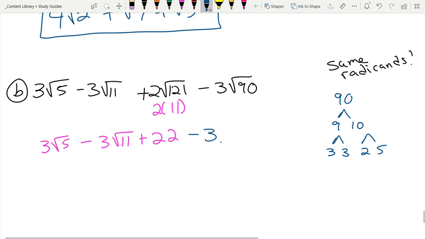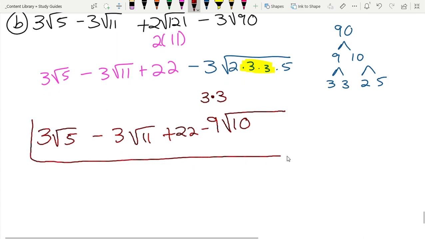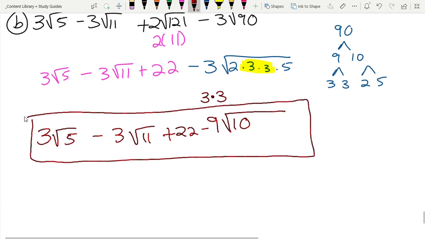So now I've got minus 3, and I put all my numbers in here: 2, 3, 3, 5. I see that if I multiply 3 and 3 together, I get a 9, and the square root of 9 is a 3. But there's already this 3 out here, so they're touching, which means they end up multiplying. You didn't do anything with the 2 and the 5, so they multiply to make 9 root 10. So you have 3 root 5 minus 3 root 11 plus 22 minus 9 root 10. And nothing can be simplified or put together after that. So we have our answer.